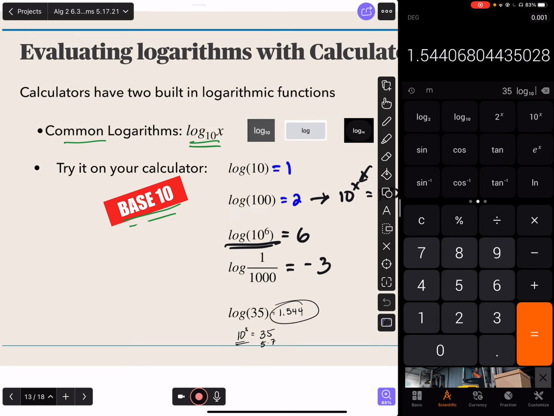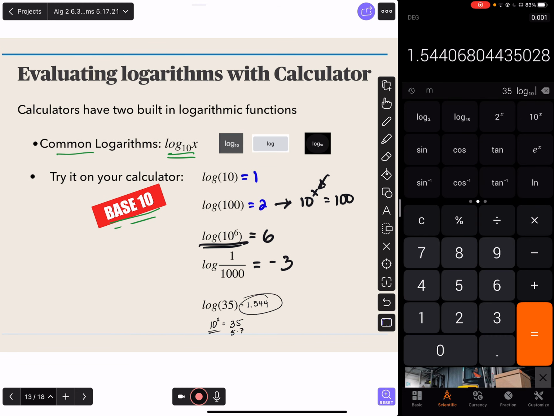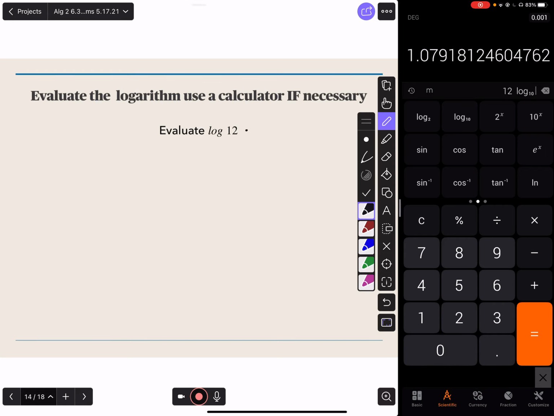So if you get one that you can't get to a base 10, how will you know you can't get it to a base 10? Try it on your calculator first, see if it comes out even. If it does, that means you could have done it. So for log base 12, you test on your calculator to see if it comes out to a nice even number or to a decimal. If it comes out to a decimal, you're done because you couldn't have done it by hand in the first place. So I hit 12, I do log base 10, and that's it. So I had 1.079.